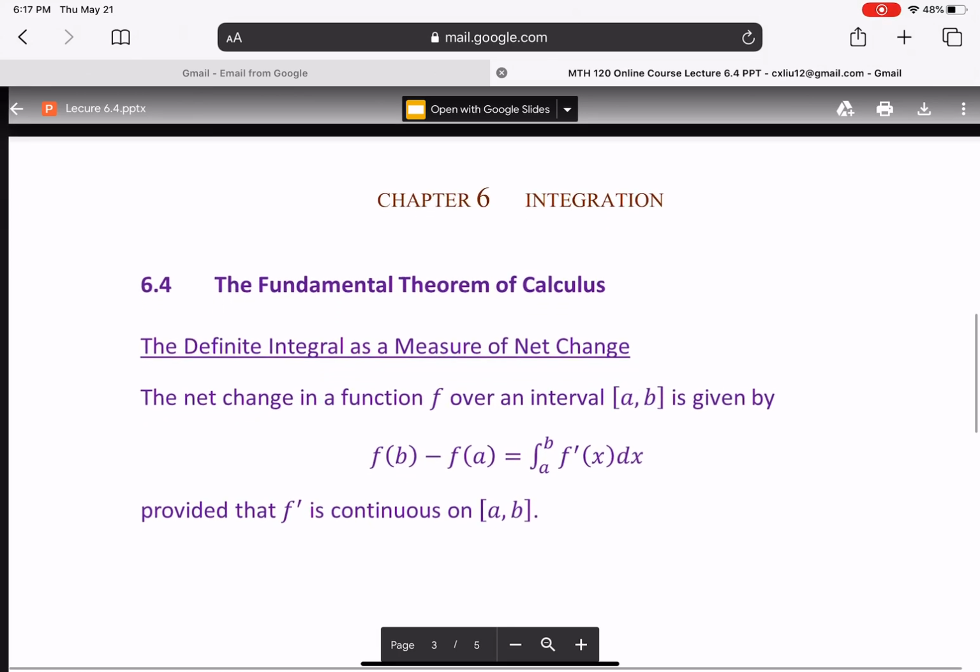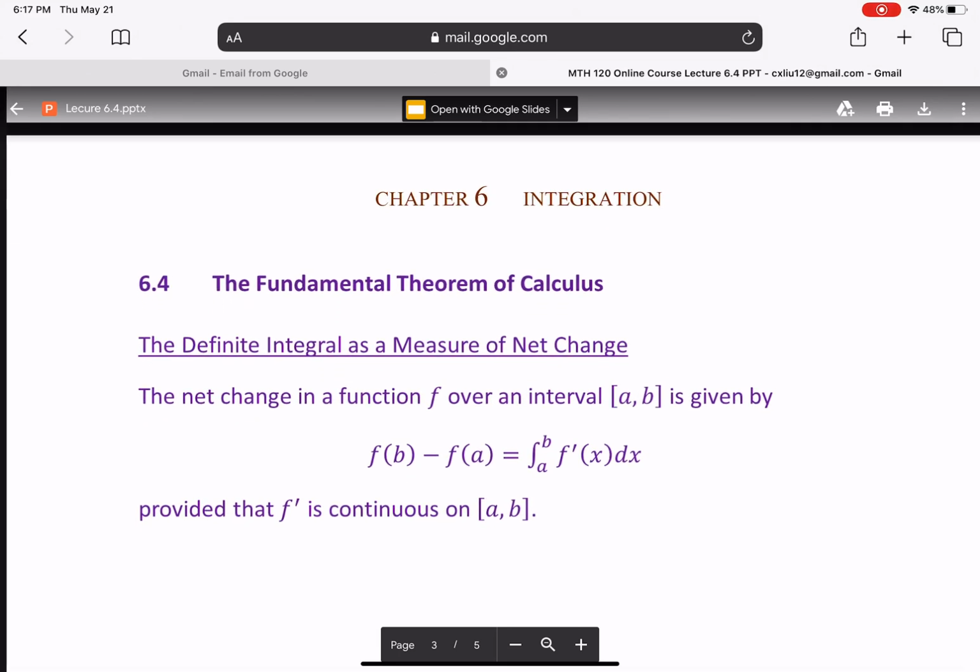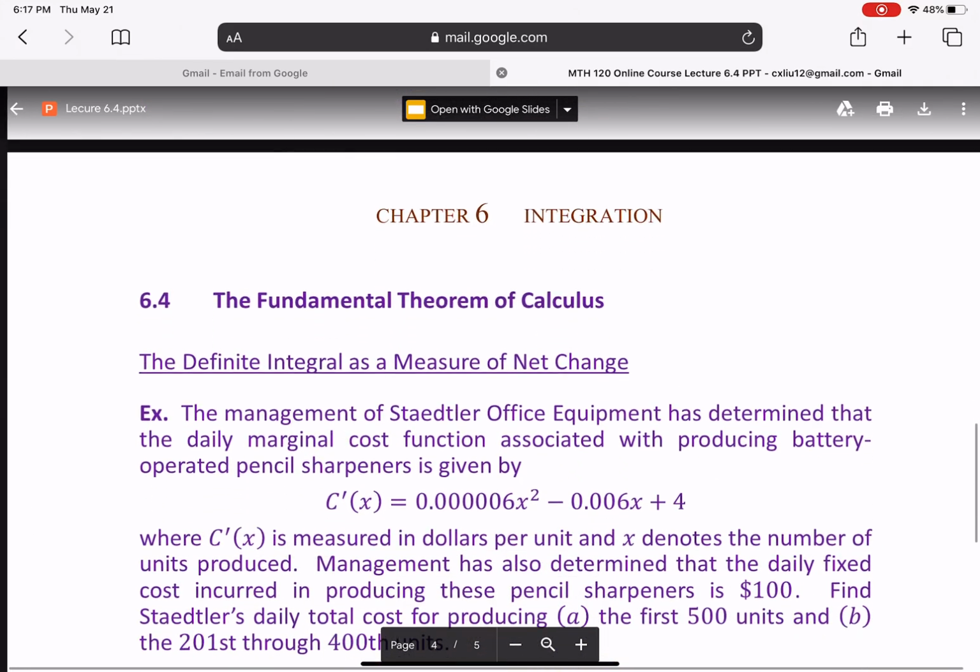We can also use the definite integral as a measure of net change. Suppose you are given the derivative of a function f, then you can find the net change in this function over the interval from a to b by integrating its derivative from a to b. And the derivative of the function is required to be continuous on this closed interval of a to b. So let's do an example.